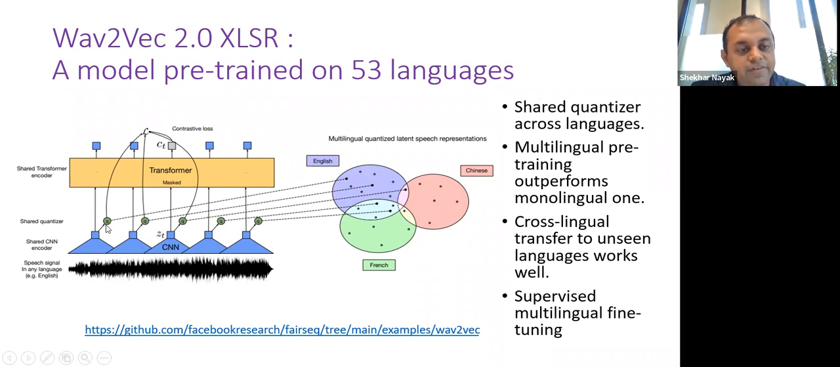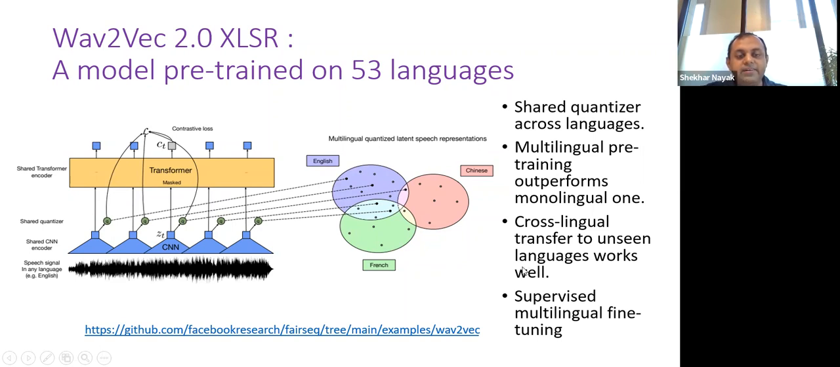So these 53 languages are being used to pre-train this model, where it has a shared quantization layer, a quantizer, which is shared across different languages. So from the speech signal, there is a convolutional neural network based encoder, and then there is a shared quantizer, which shares the latent representations across the languages. And then there is a transformer based encoder, and a contrastive loss based on which it learns. So this is a very recent model which is pre-trained on multiple languages, 53 languages. And here also they show that the multilingual pre-training outperforms the monolingual models. And also they show that cross-lingual transfer to unseen languages works well.